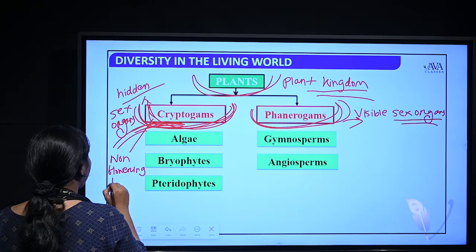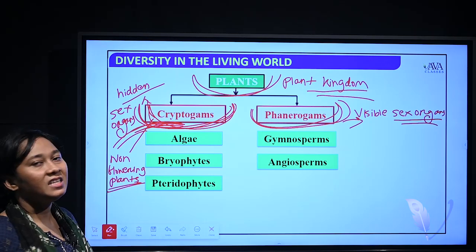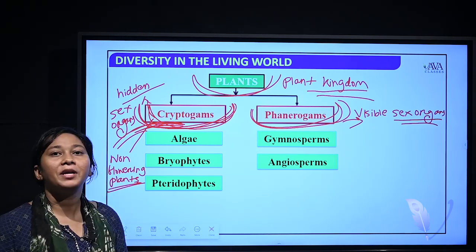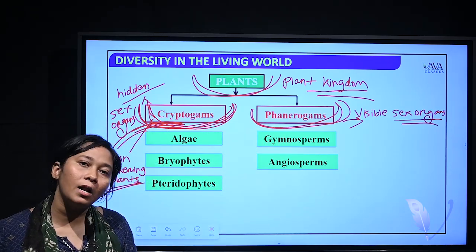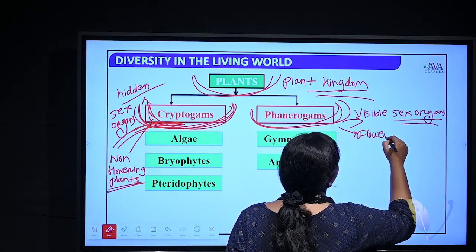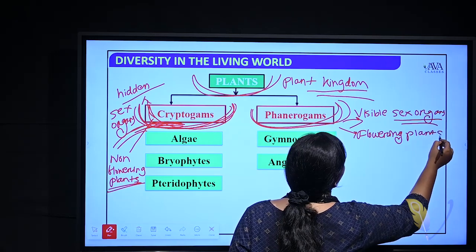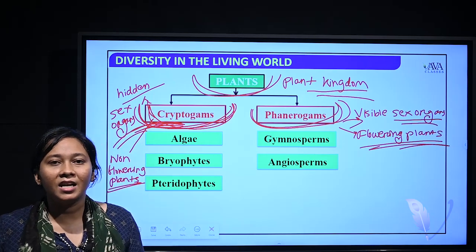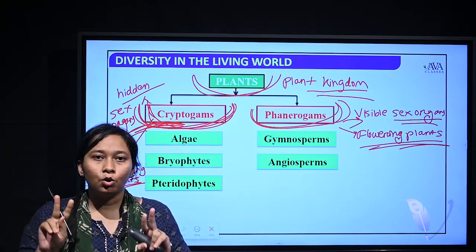Non-flowering plants. These cryptogams are otherwise called the non-flowering plants, but these phanerogams are otherwise called the flowering plants. Flowering plants. Clear? Clear. So generally the whole plant kingdom is divided into two categories.